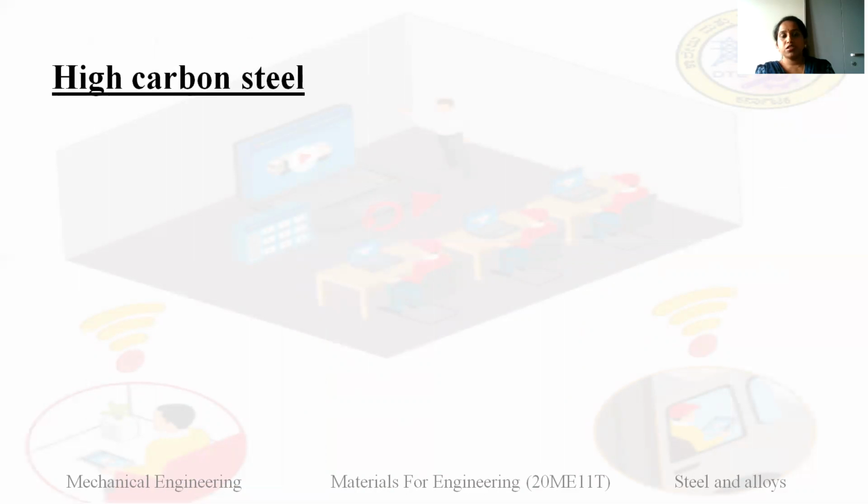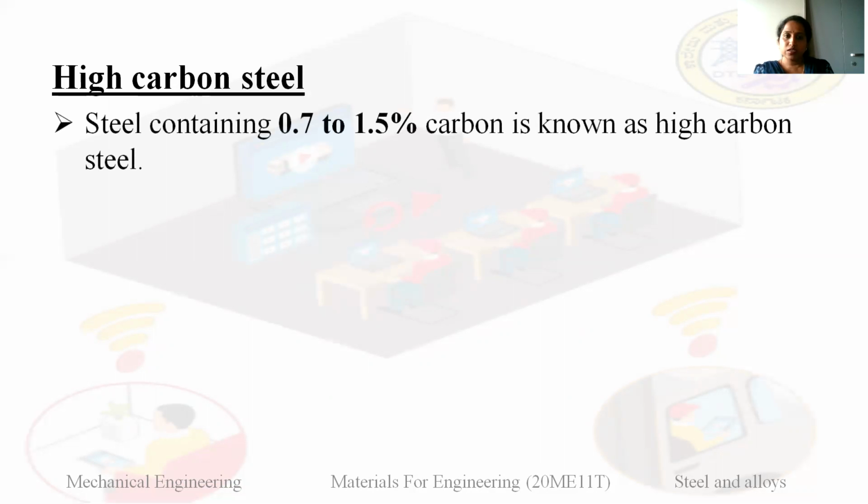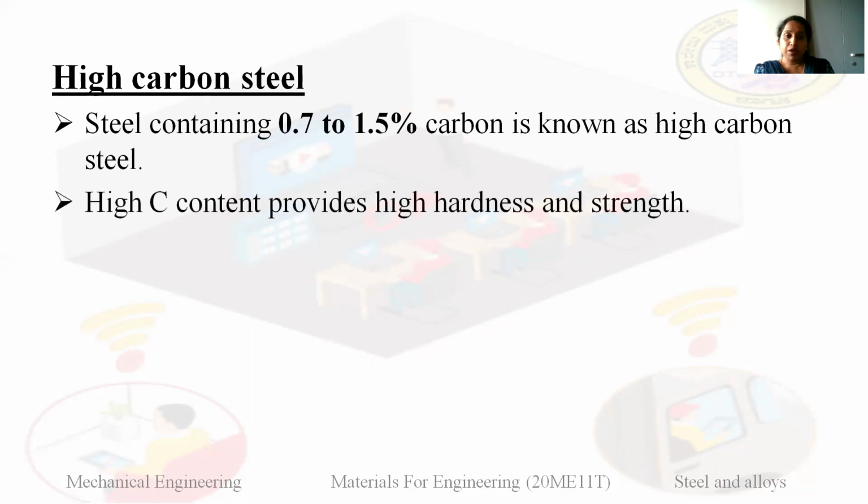When it comes to the high carbon steel, initially the low alloy steel is mainly of three types, that is low carbon, medium carbon and high carbon. So we have discussed low carbon and medium carbon. Now this is the last type of the low alloy steel, that is the high carbon steel, which has the highest percentage of carbon, 0.7 to 1.5% carbon, known as high carbon steel. The capital C is the representation of carbon.